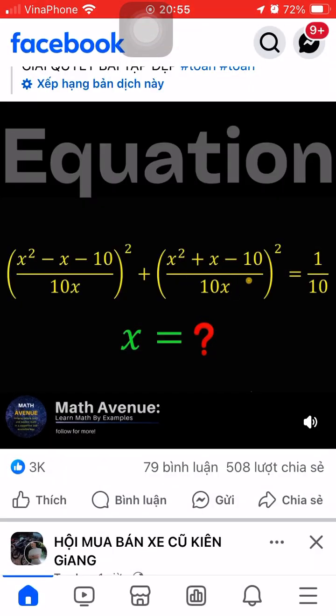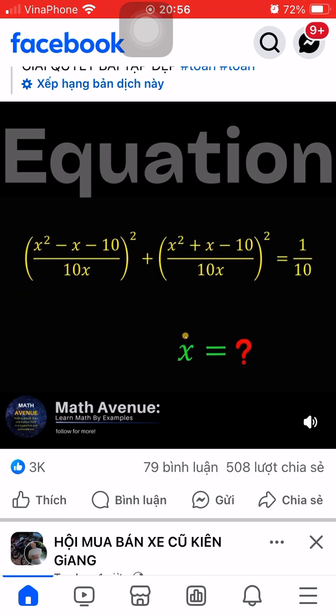plus x squared plus x minus 10 all over 10x raised to the power of 2 equals 1 over 10, then the goal is to find all possible values of x that satisfies this equation. Now, pause this video right now and see if you can answer this question, because I will show you the solution in 3, 2, 1.